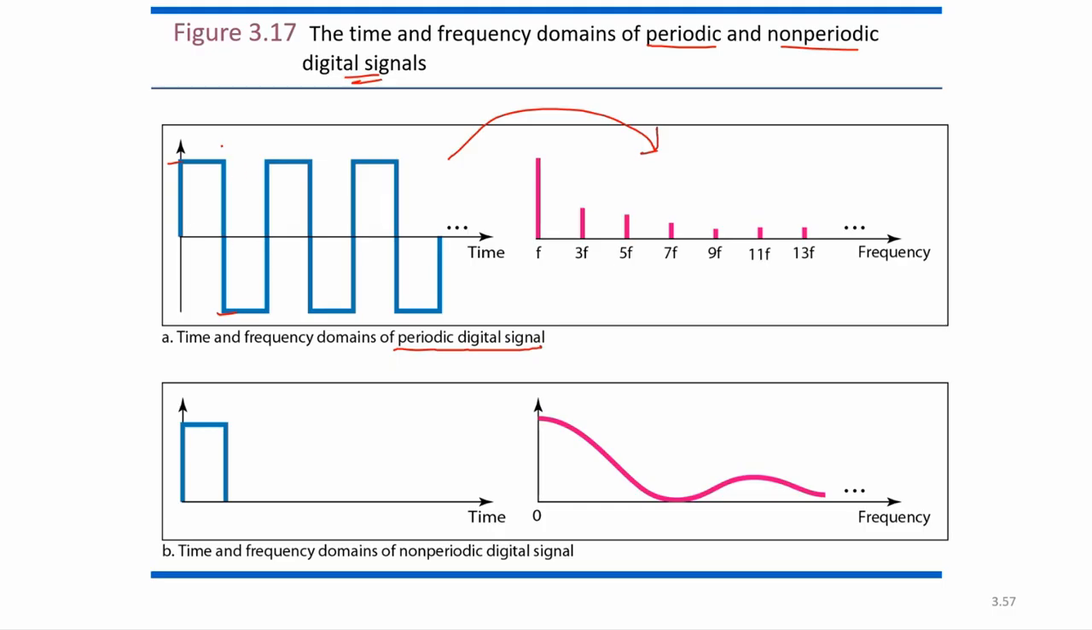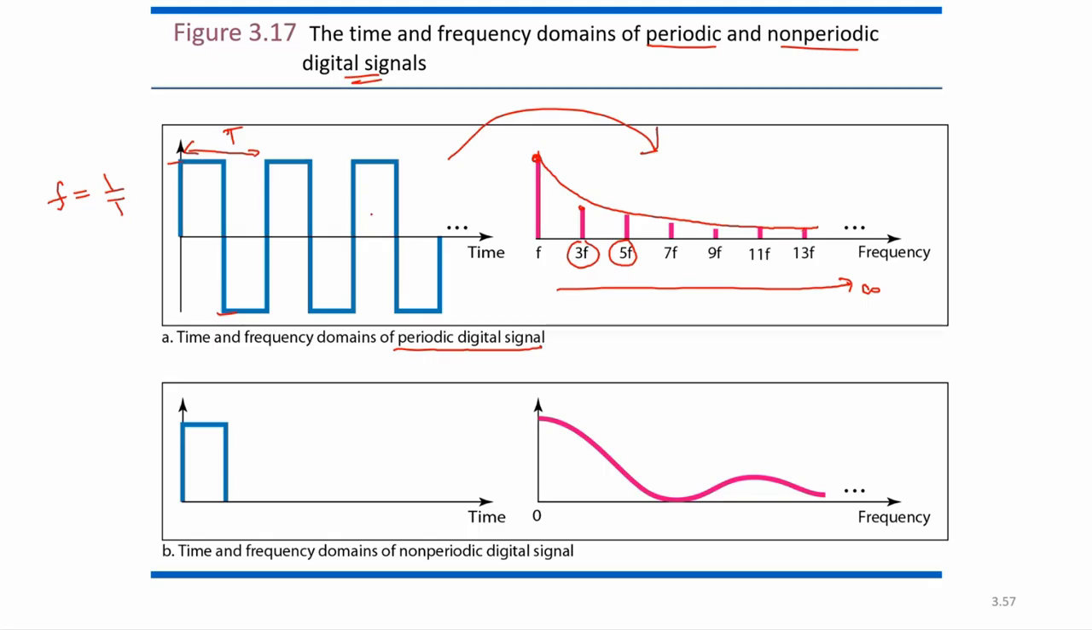Suppose this is the frequency. Here this was the one time period, and frequency is given by 1 by T. In the frequency domain, at frequency f it will have a magnitude, then at 3f, then at 5f, increasing in steps of 2f, and its magnitude keeps decreasing. It goes up to infinite frequency, but its value will not be 0; it will keep on decreasing.